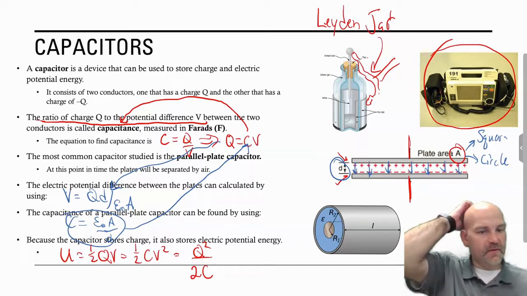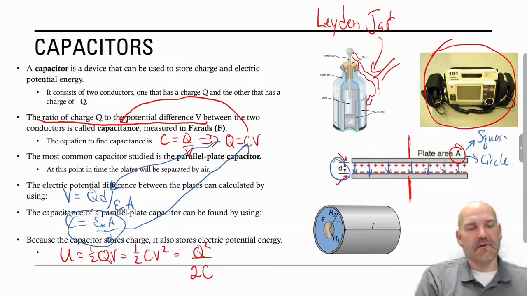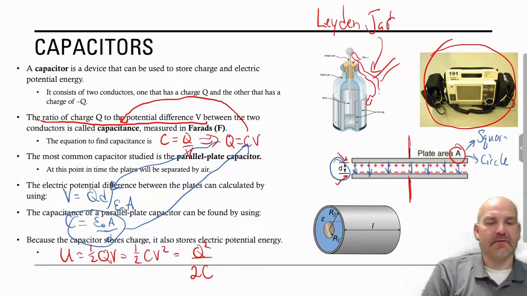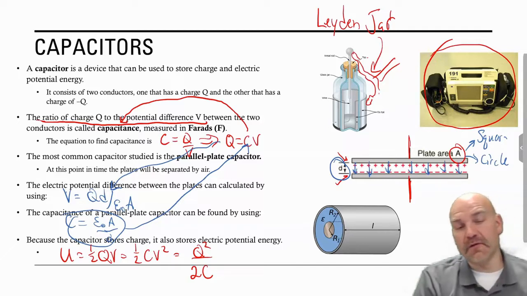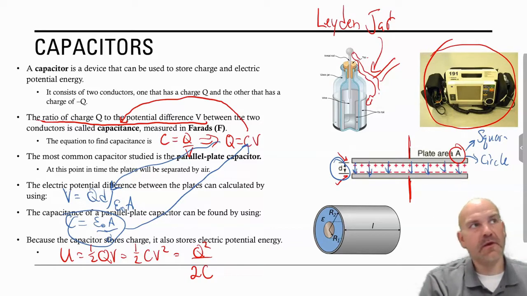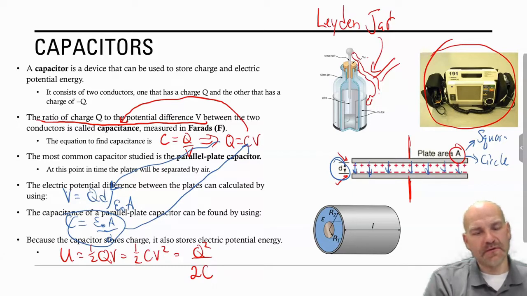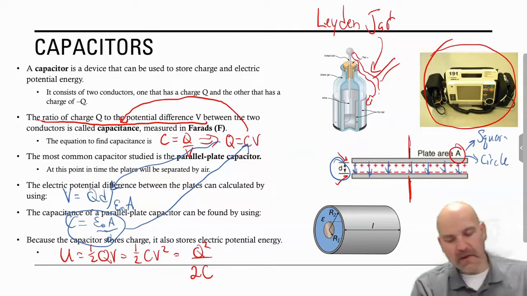which is 1/2 QV, right? 1/2 charge times voltage, but that's also equal to 1/2 capacitance times voltage squared, or charge squared over 2 times capacitance, okay?